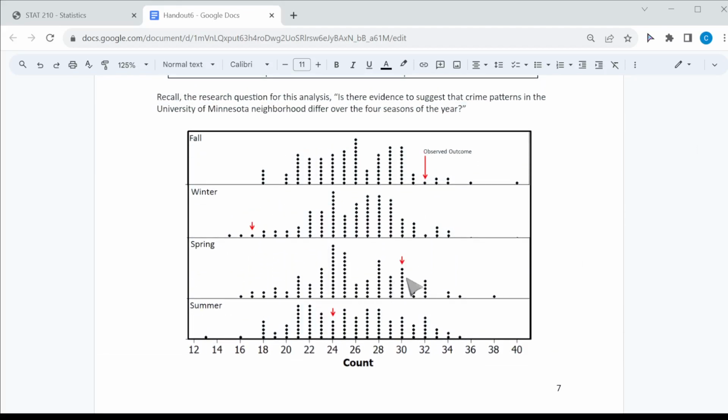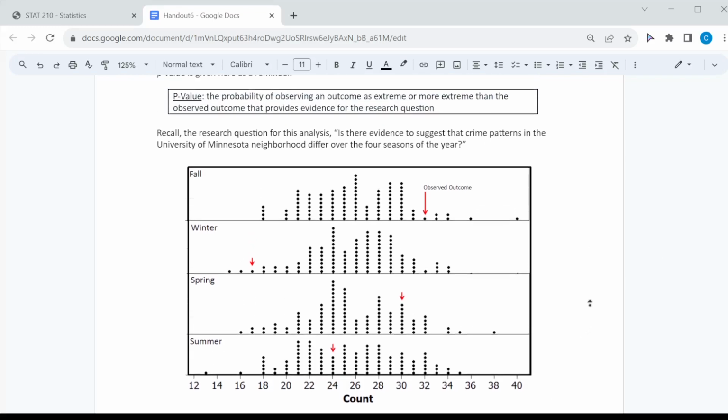The other 2 are not going to be extreme. I'm not going to count all the dots here, but we've got a lot of dots here for 30 in the spring. So greater than or equal to 30, and then that's 4 away, so we'd have to go less than or equal to 22 on the other side. That p-value is going to be way bigger than 0.05, and the same thing for summer. So I'm not going to calculate those, but they're going to be much larger than that 0.05.